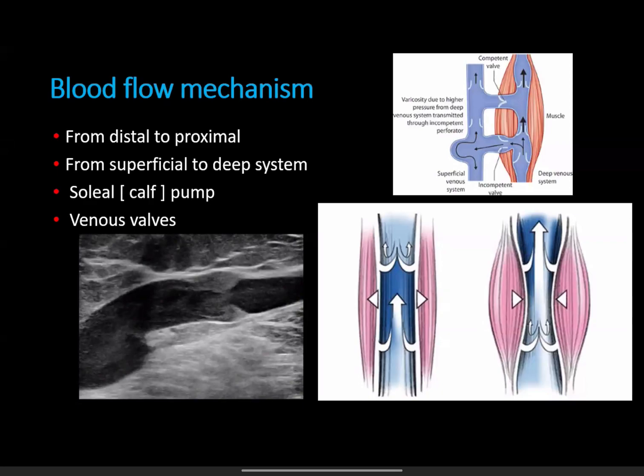Another important structure is the venous valves, which are there within the veins, which provide unidirectional blood flow and prevent the reverse or retrograde flow by coapting with each other. And this is how the unidirectional blood flow in the venous system is maintained. Any abnormality within these valves will lead to abnormalities or various pathologies, leading to venous incompetence or venous insufficiency.